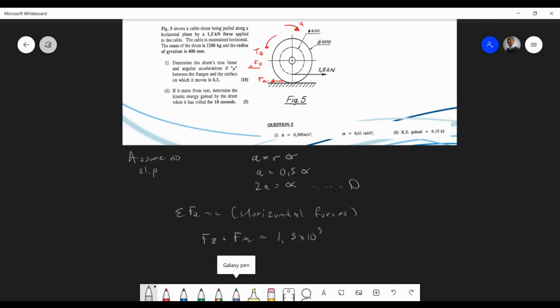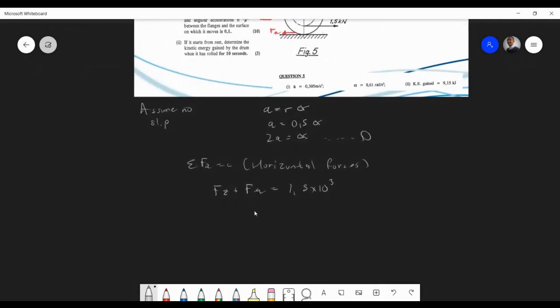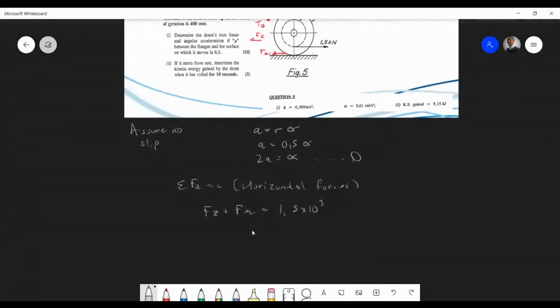Again, remember what we're going to be dealing with is making it in terms of mass and acceleration. So M will be over here. What is Fz? What's the weight again? 1,200. Plus F mu we're keeping as before, and that equals 1.5, or 1,500 newtons. Got equation 2. That is fairly simple.